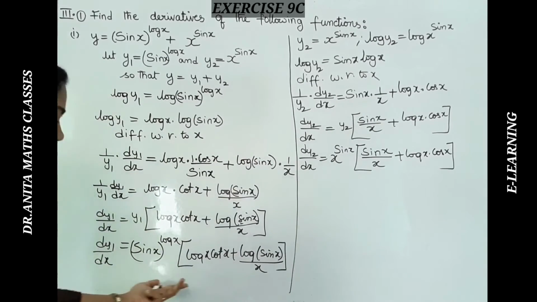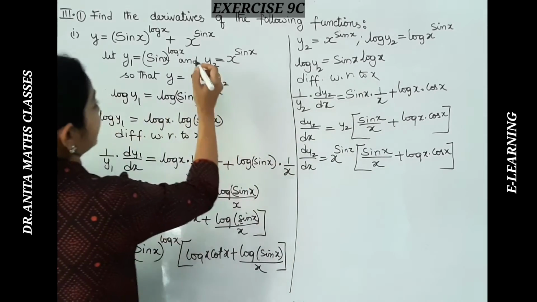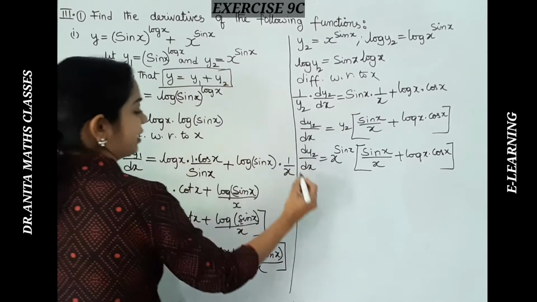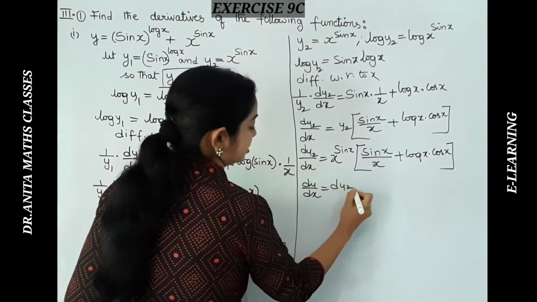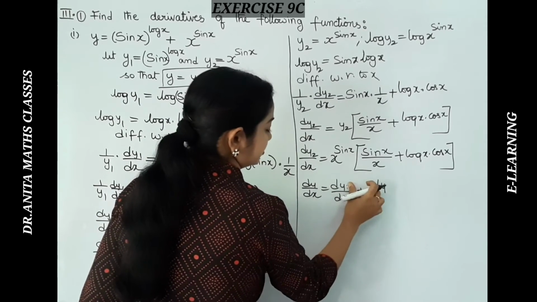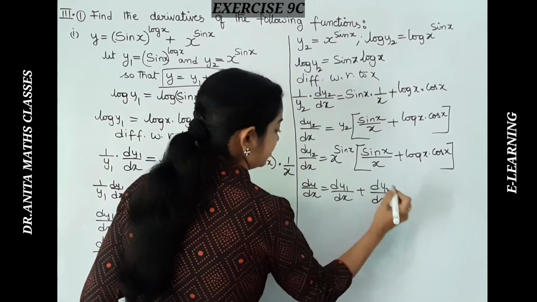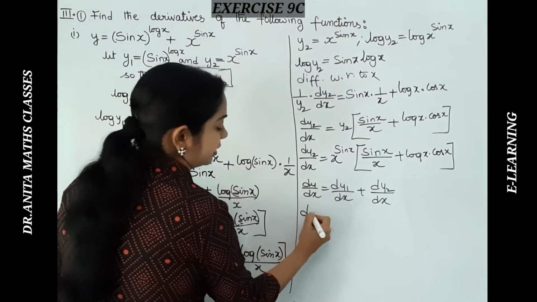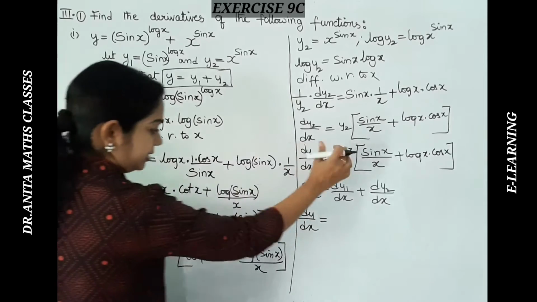So this is dy1 and this is dy2. So what is our y? We have our y as this, isn't it? So dy by dx is equal to just the addition of the differentiation of y1 and y2. Yes, that means I want dy by dx. So dy by dx is equal to, simply I will add these two, this part and that part.